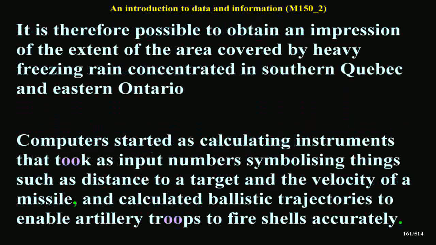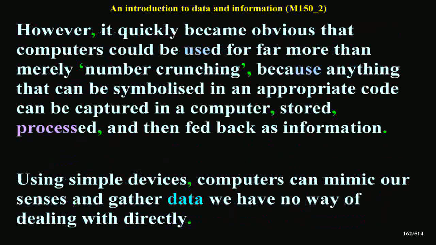Computers started as calculating instruments that took as input numbers symbolizing things such as distance to a target and the velocity of a missile, and calculated ballistic trajectories to enable artillery troops to fire shells accurately. However, it quickly became obvious that computers could be used for far more than merely number crunching, because anything that can be symbolized in an appropriate code can be captured in a computer, stored, processed, and then fed back as information. Using simple devices, computers can mimic our senses and gather data we have no way of dealing with directly.